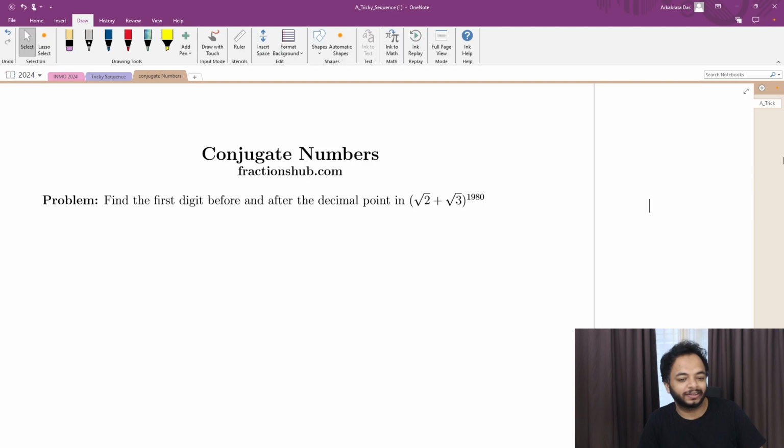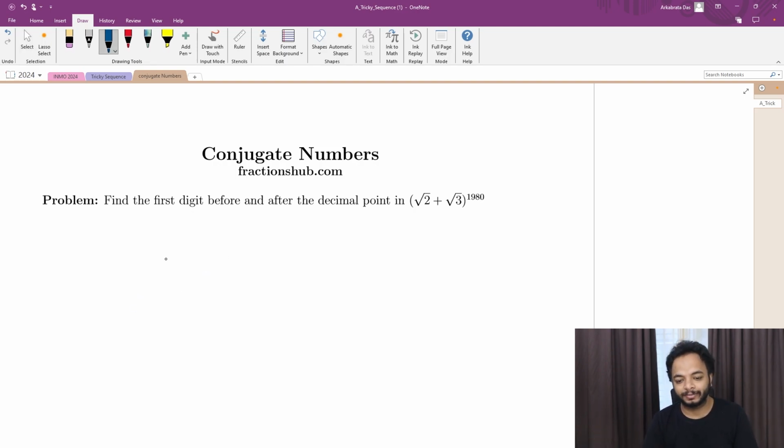So the problem says: find the first digit before and after the decimal point in the expansion of (root 2 plus root 3) to the power 1980. Now you must be thinking, root 2 is irrational, root 3 is irrational, and I'm expanding it to the power 1980. How do I handle this expansion and get these digits?